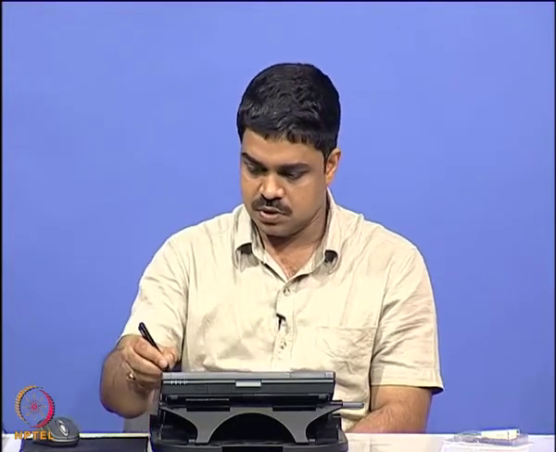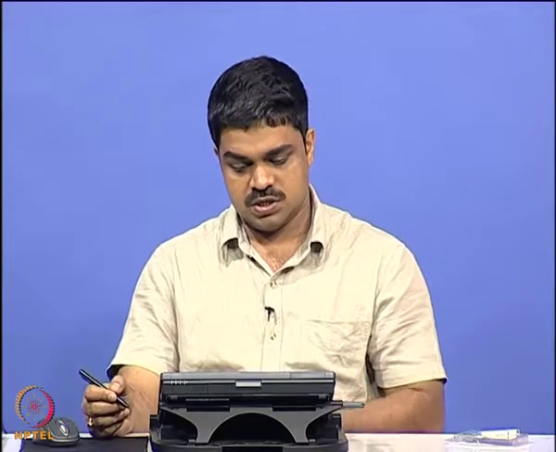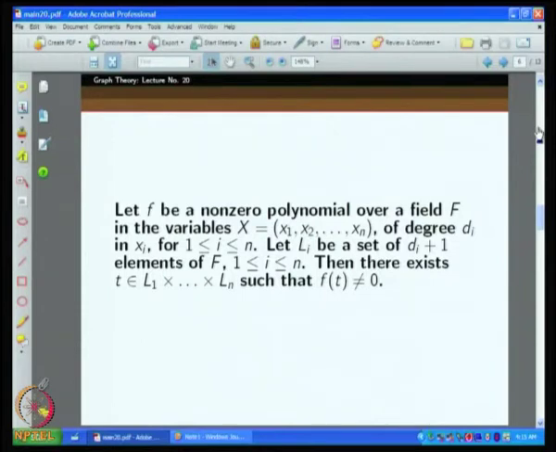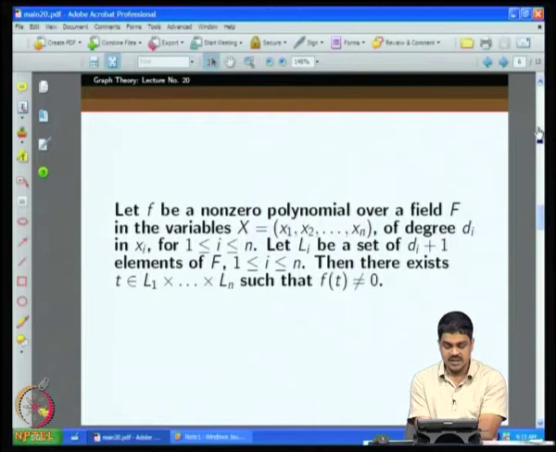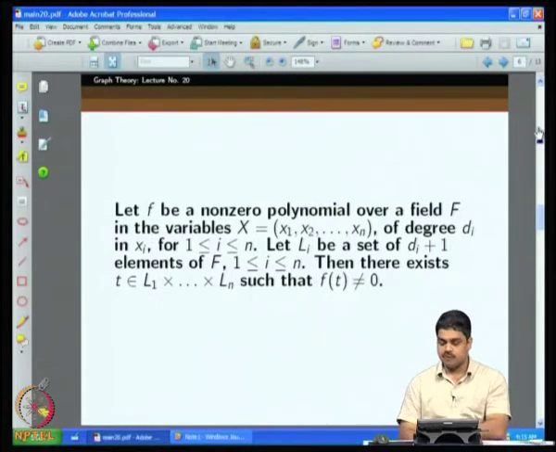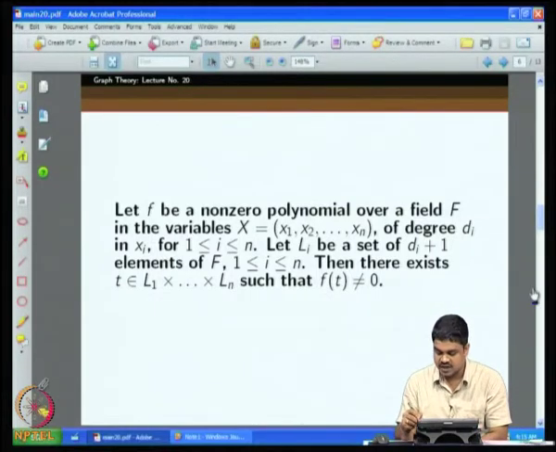Because if we want to apply the earlier theorem, we need it to be non-zero. So, we have g as a non-zero polynomial, and also the degree of each xi is di, right. Therefore, from the list Li we can select values for xi such that g of t will evaluate to non-zero, and therefore the corresponding f also will not evaluate to 0. That is the way we construct it.